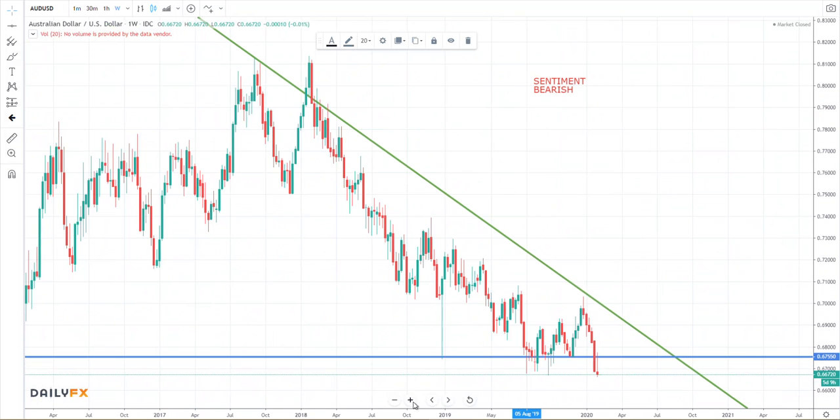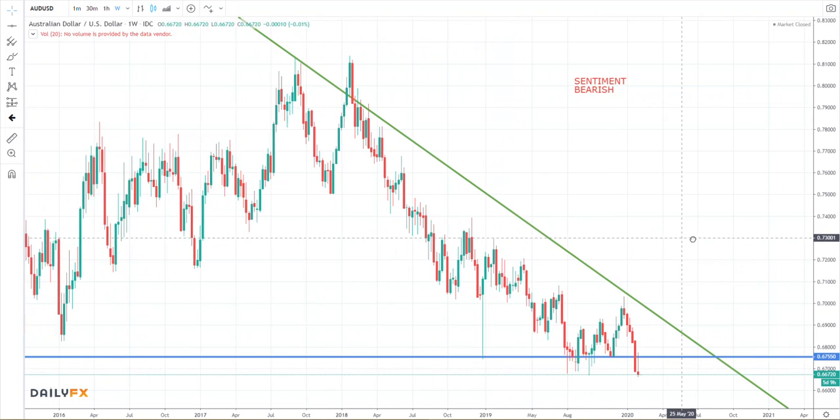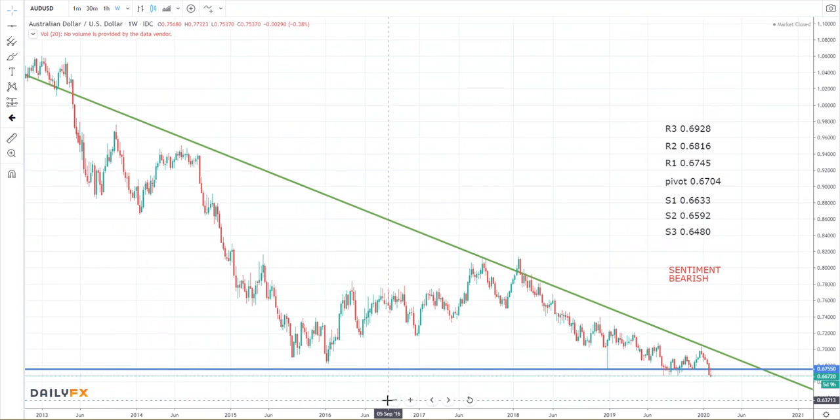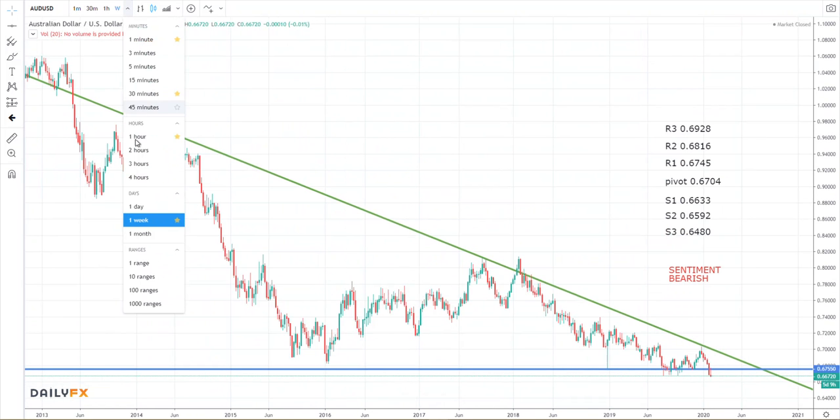So let's go ahead and zoom in on that weekly candle. We see where it found a little bit of support. It tried to shoot above that line, just couldn't hang above the 67.70 area. Price was rejected and now is working its way back down. So let's go ahead and bring in our daily.